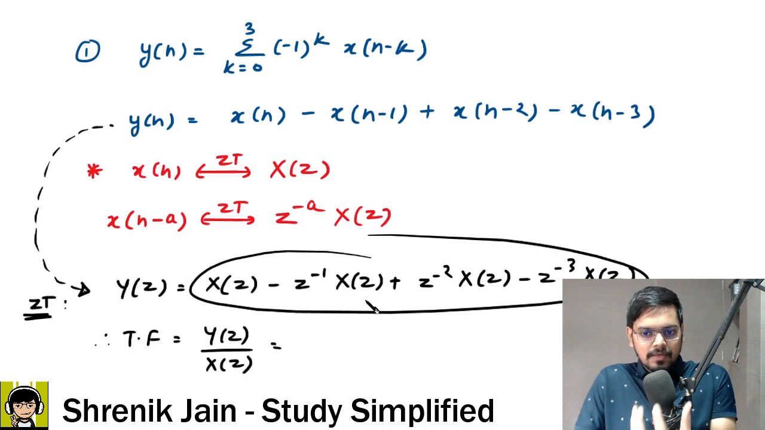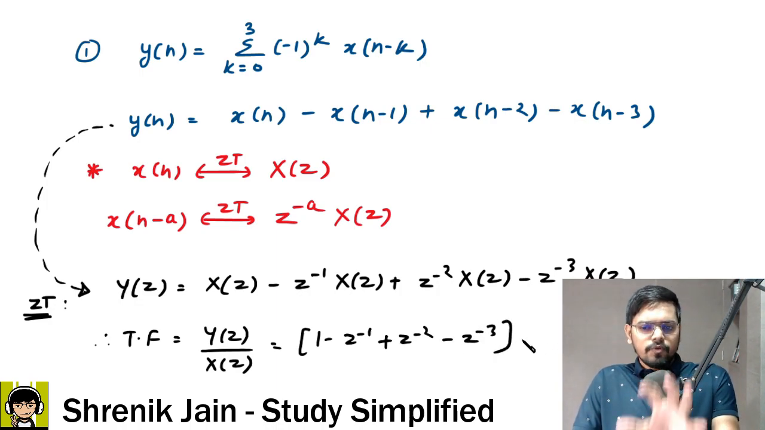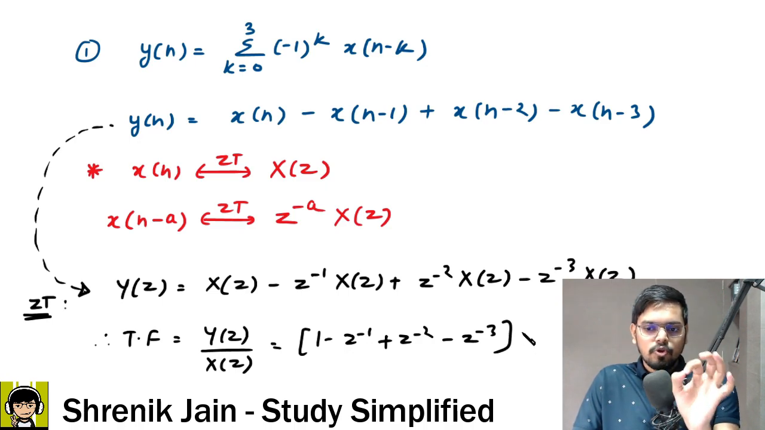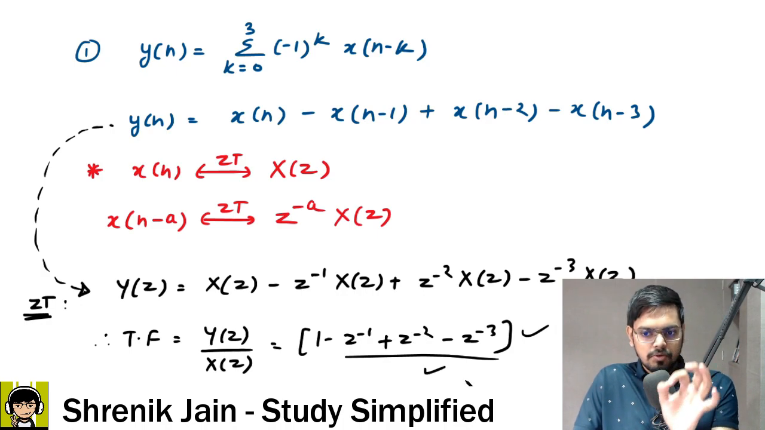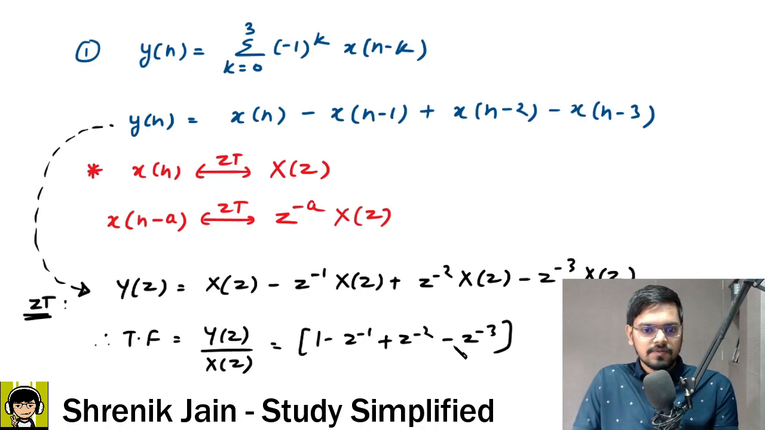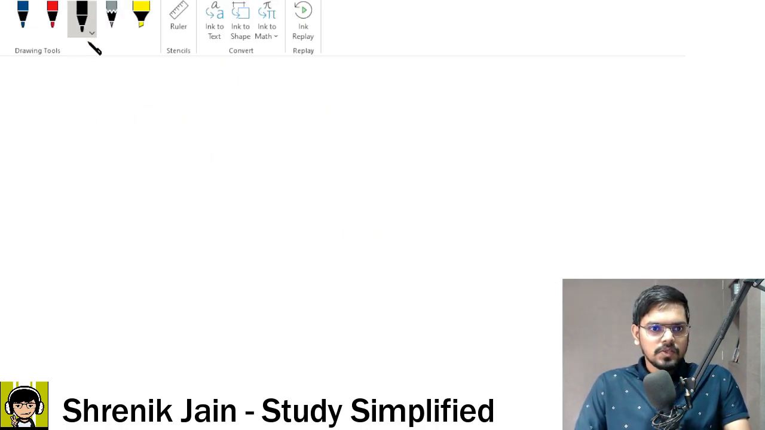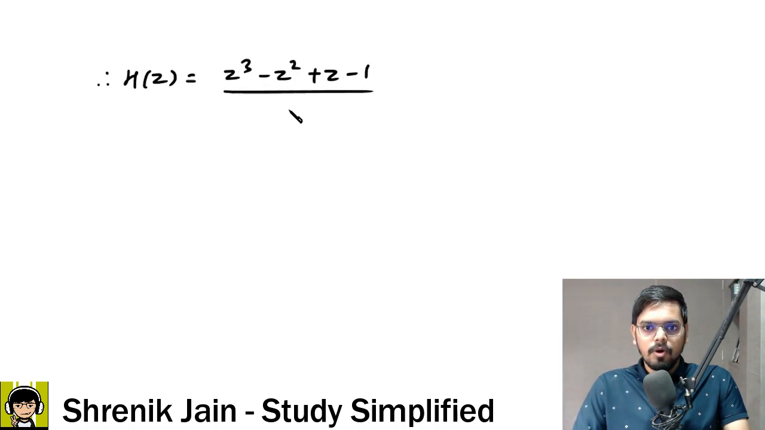Here, if I take X of z common, then 1 minus z to the power minus 1 plus z to the power minus 2 minus z to the power minus 3, this is remaining. Now, if you see carefully, can I say numerator if I multiply with z to the power 3, denominator also we have to multiply with z to the power 3. And if I do that, I will get a proper positive version of this transfer function. So therefore, my transfer function, which is represented as capital H of z, looks like z cube minus z square plus z minus 1 upon z cube.